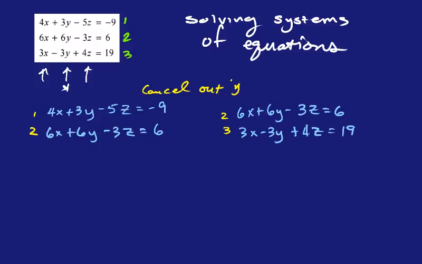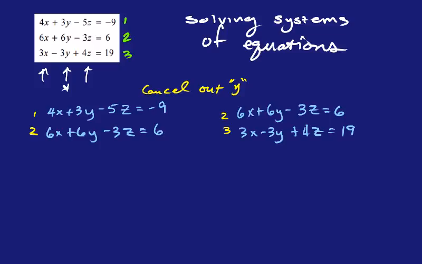You could cancel out the x's, but if you cancel out the x's, then you need to cancel out the x's in both situations. Or if you want to cancel out the z's, you would have to cancel out the z's in both. You just have to keep it the same. That's the key.